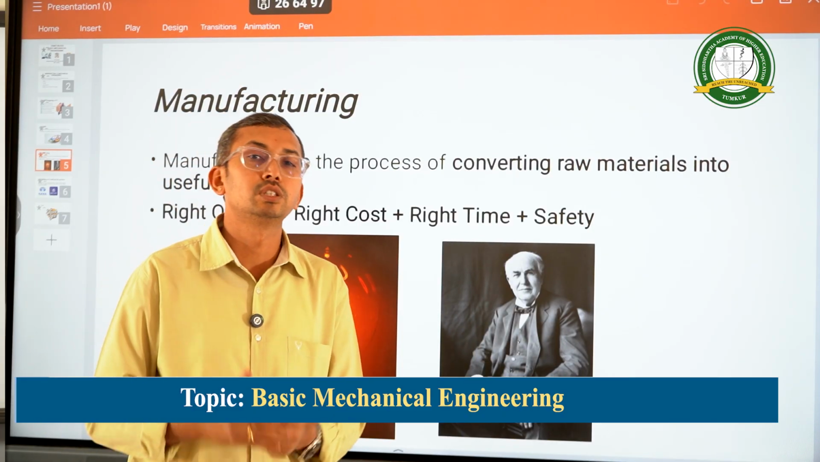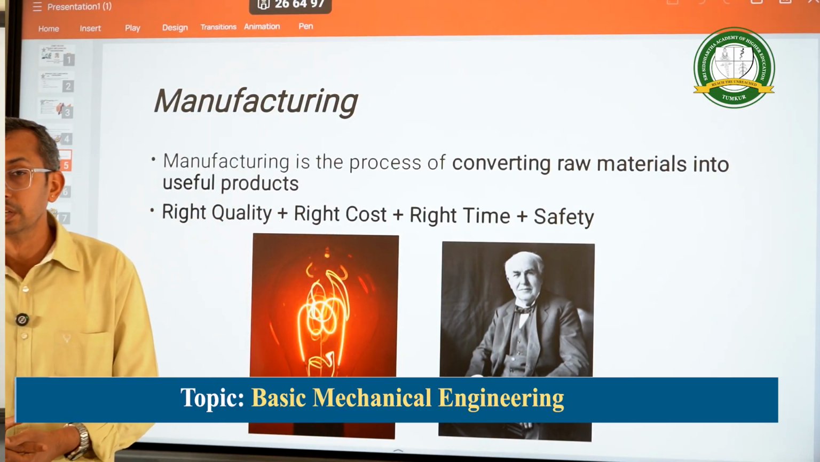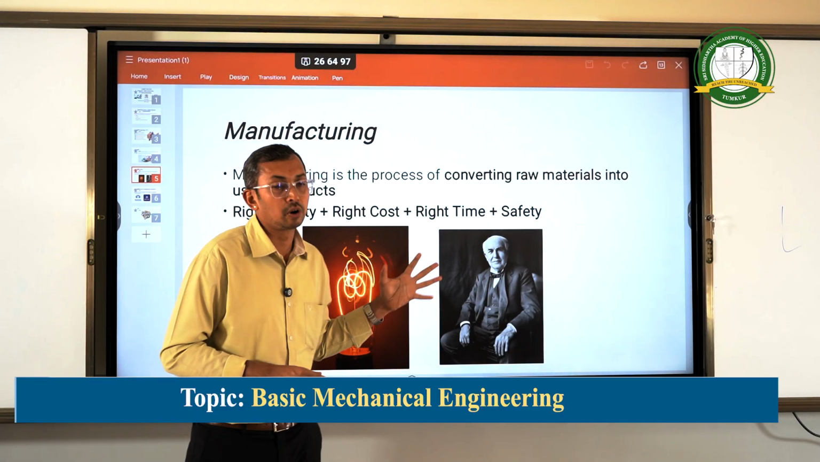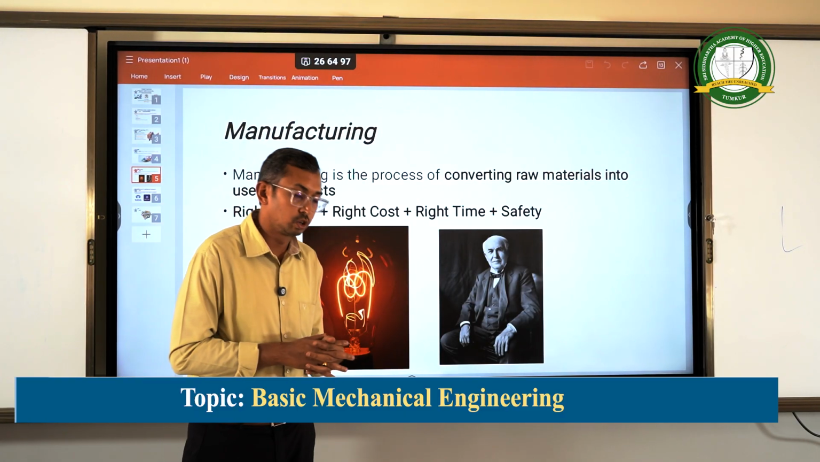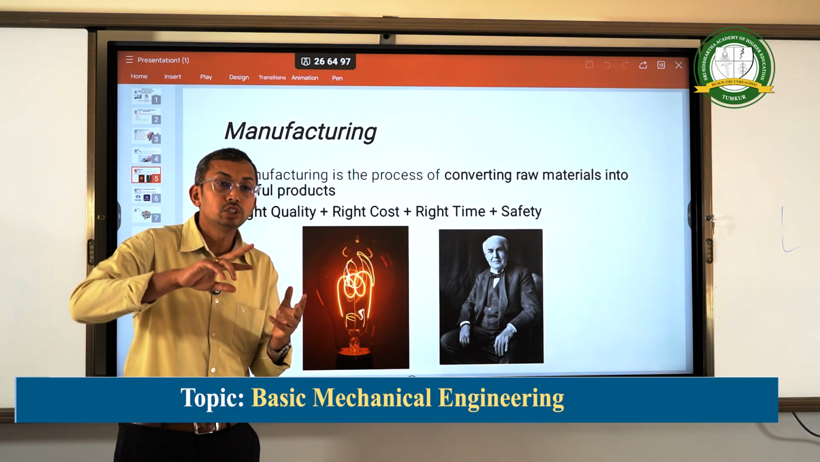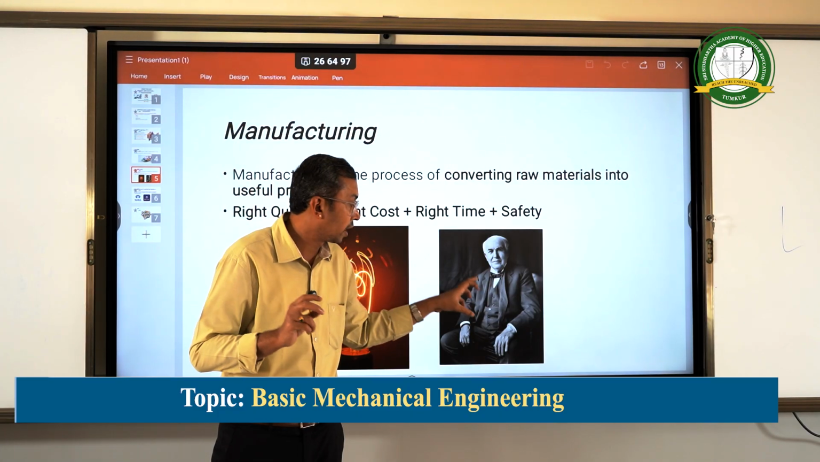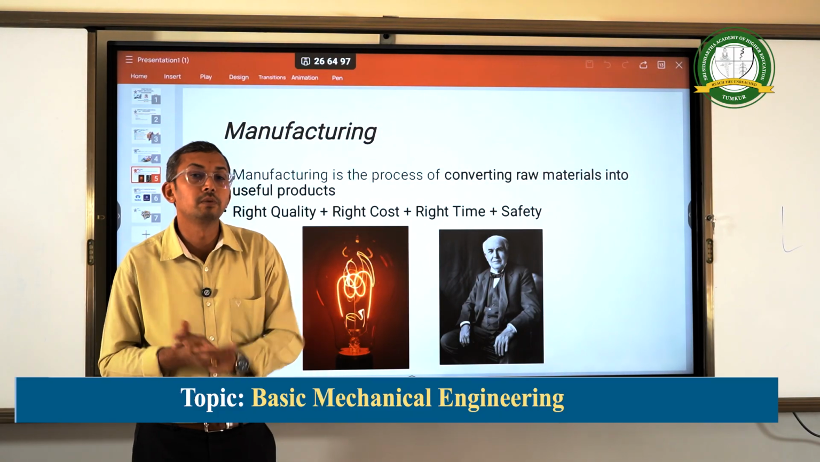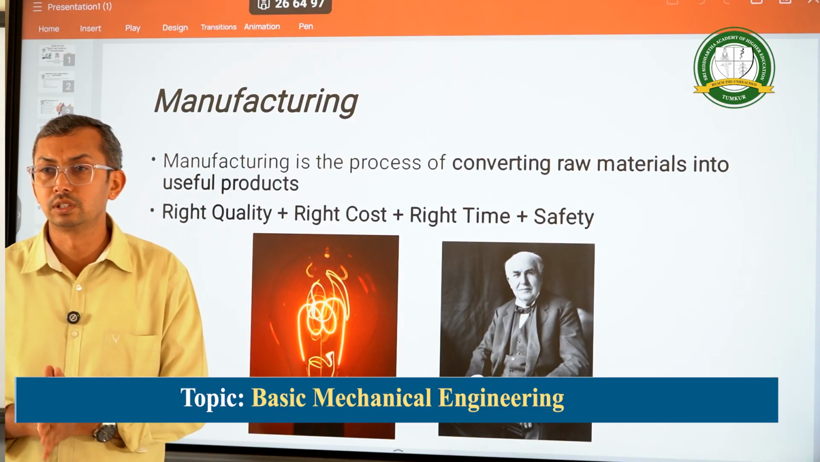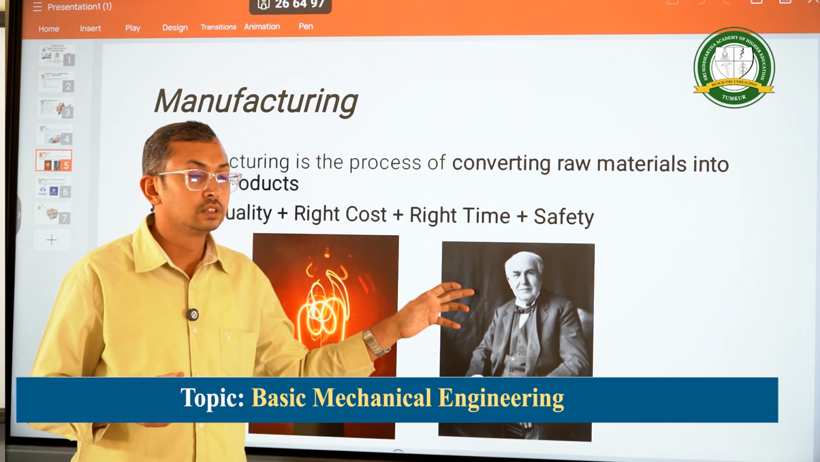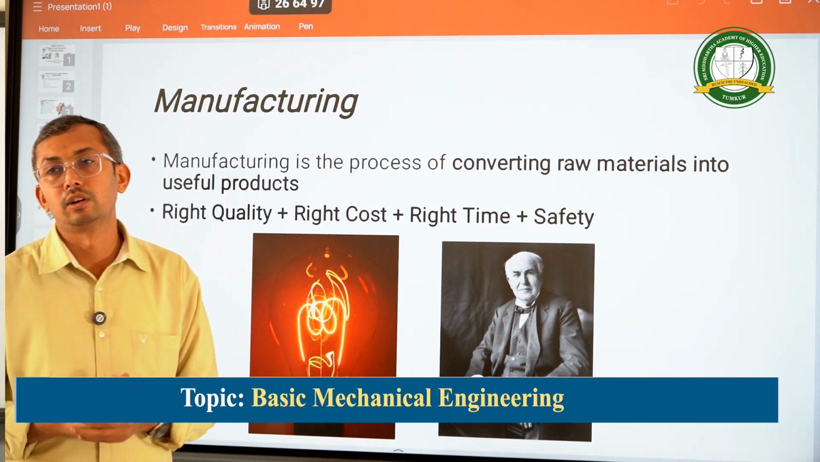I would like to narrate this with the help of one small story. When Einstein first designed the product, he was able to manufacture 100 bulbs. The manufacturing cost for one bulb was around $10,000 or $1,000, but he sold the bulb for only $10.